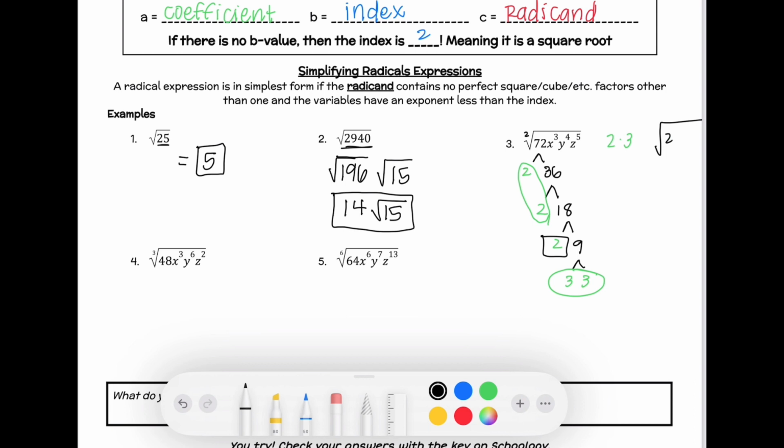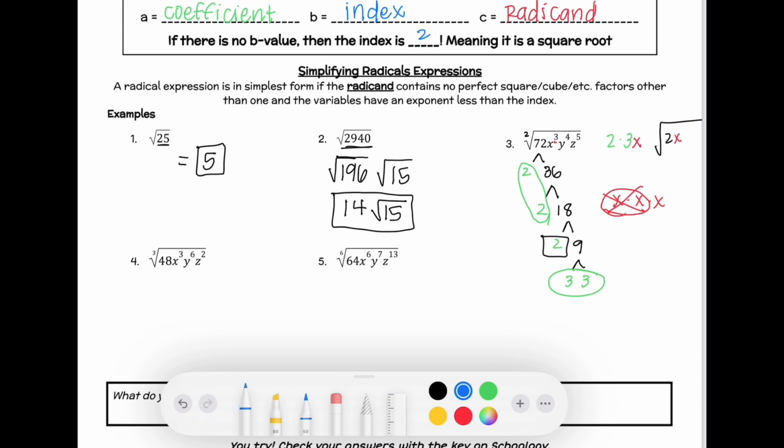Okay, so variables. So there's a method where we can just go ahead and write out all the variables we have. So x's, we have a 3 here. So we have 3 x's, x times x times x. So we're still looking for those groups of 2. So I'm going to go ahead and circle my groups of 2. So that means we have 1 x on the outside, and we're going to have 1 x left on the inside. Because this group can be taken outside because it has a partner, but this group has to stay inside because it doesn't have anyone to come outside with.